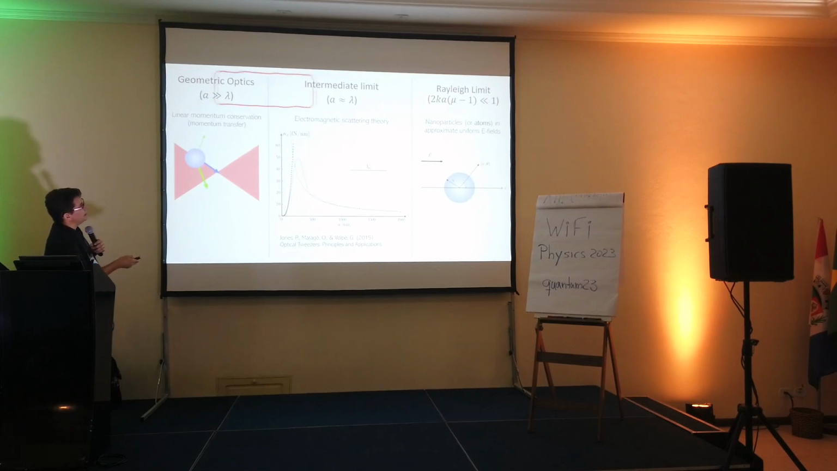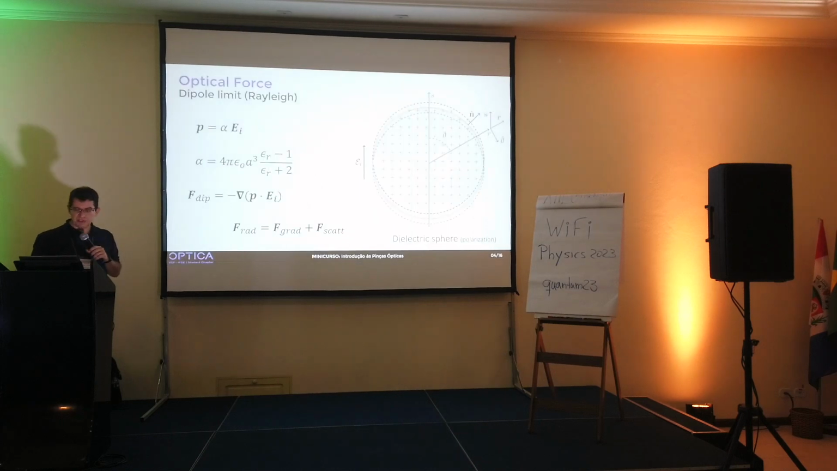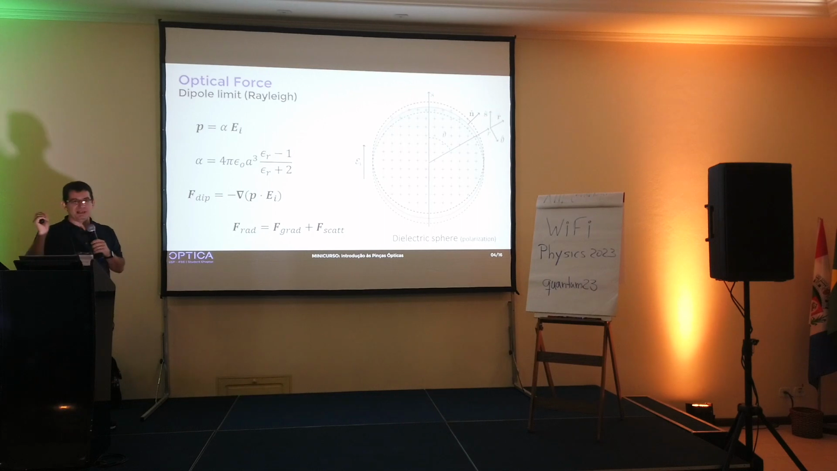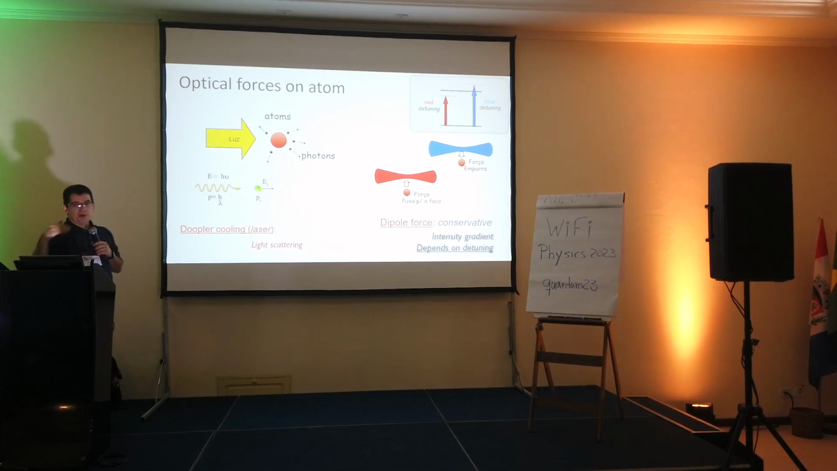If you go to the other limit, the Rayleigh limit, the dipole limit, which is for atoms or very small particles, the theory is somewhat involved. You will probably not be able to explain that to a high school student, but certainly you can explain that to undergrad students, like a physics 3-level discussion, not much more complicated than that. The main idea that I want to give you here is that if you're using something like an atom, a molecule, or something that is small enough, basically you can divide the optical force into two categories.